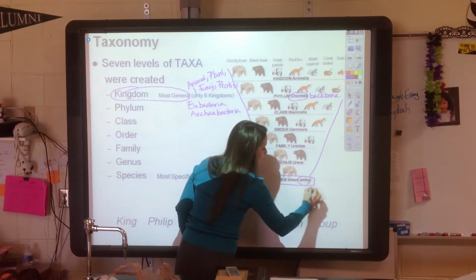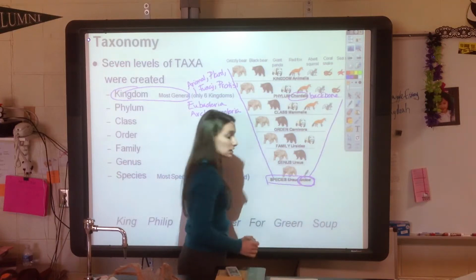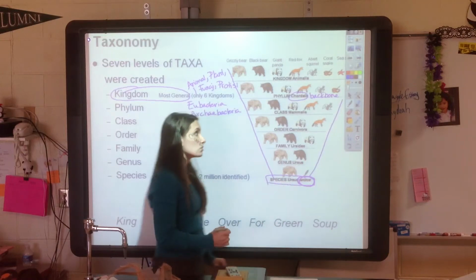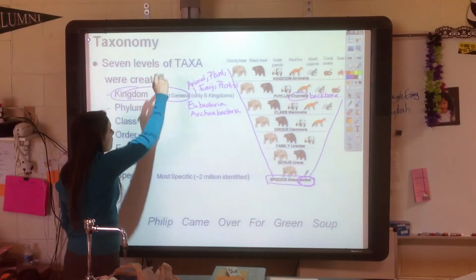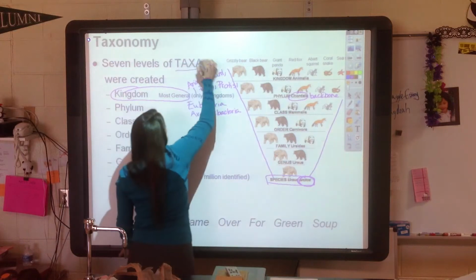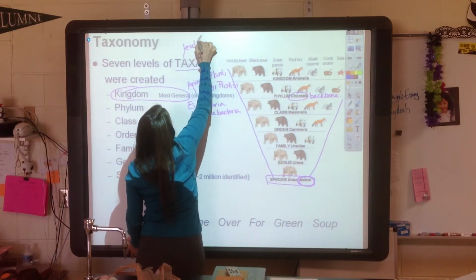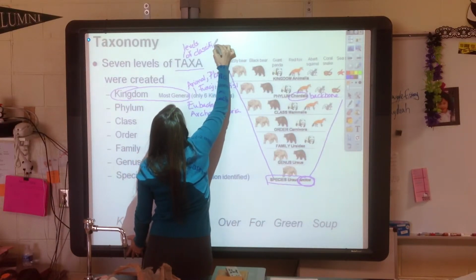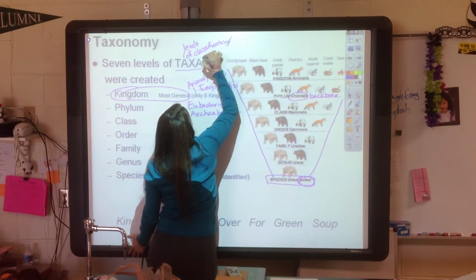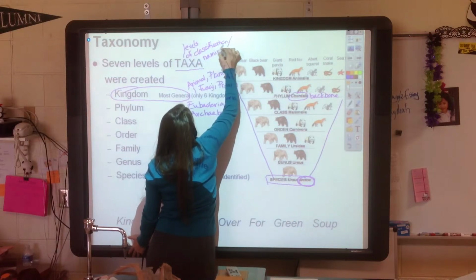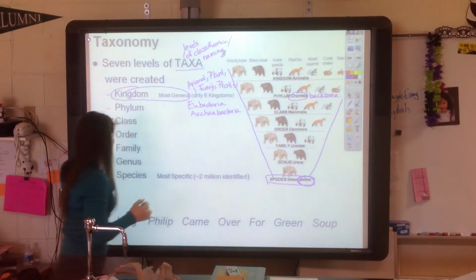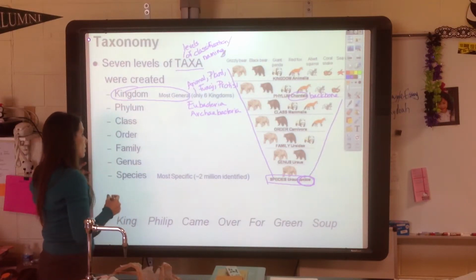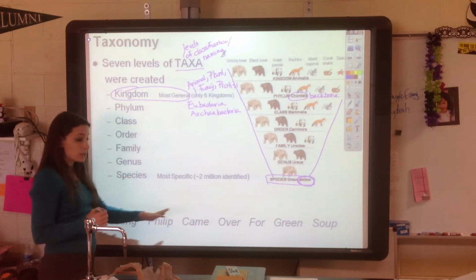Now this is its species name. If you'll circle arctos, that's its species name, but its scientific name is Ursus arctos. And so these 7 levels of taxa. Taxa are just levels of classification. Or levels of naming. Kingdom, phylum, class, order, family, genus, species. You don't have to memorize the word, but you do have to memorize the sequence or the order.